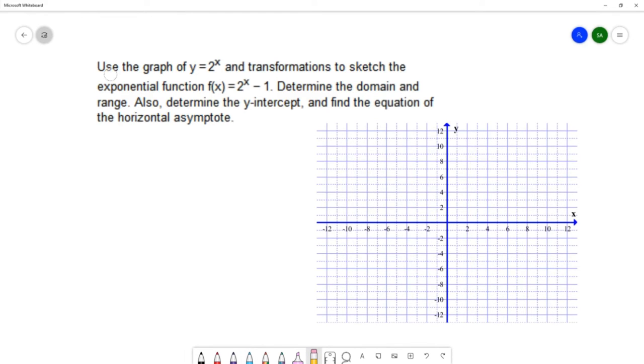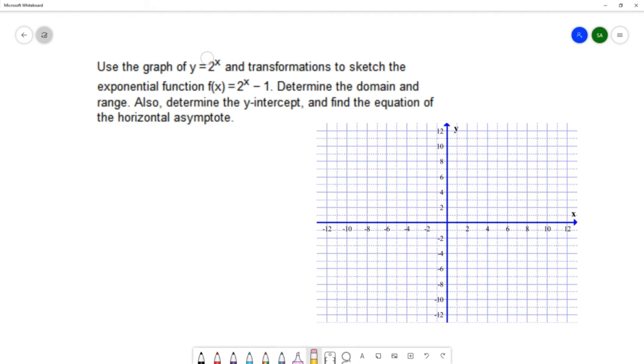For this question, we want to use the graph of y equals 2 to the x and transformations to sketch the graph of the exponential function f of x equals 2 to the x minus 1. Determine the domain and the range, and also determine the y-intercept and find the equation of the horizontal asymptote.